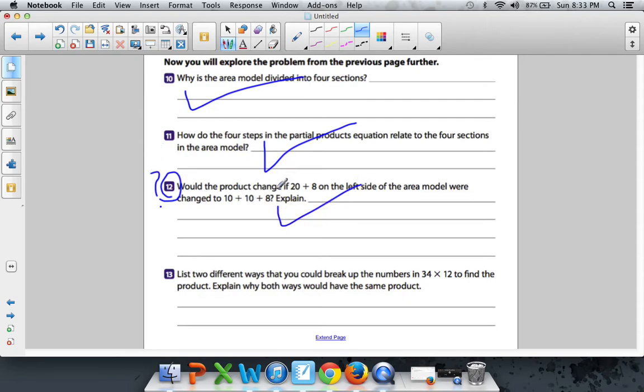I don't like the way they asked it. I think sometimes this book chooses to ask you things in ways that are not as clear as they should be, but that's what they're saying.